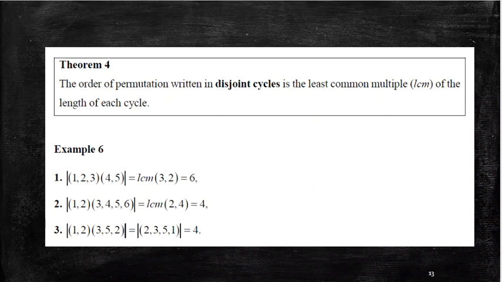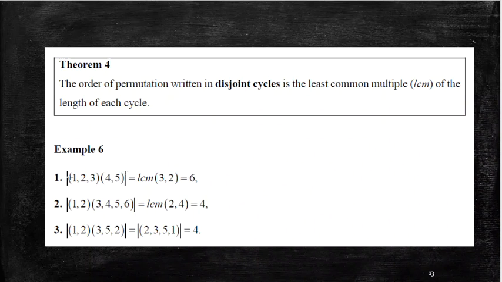Now we want to find the order of permutation for disjoint cycles. Based on theorem 4, the order of permutation for disjoint cycles is the least common multiple of the length of each cycle. That means to find the order of permutation for disjoint cycles, we can use the method of least common multiple. For example, we have cycles (1, 2, 3) and also cycle (4, 5).